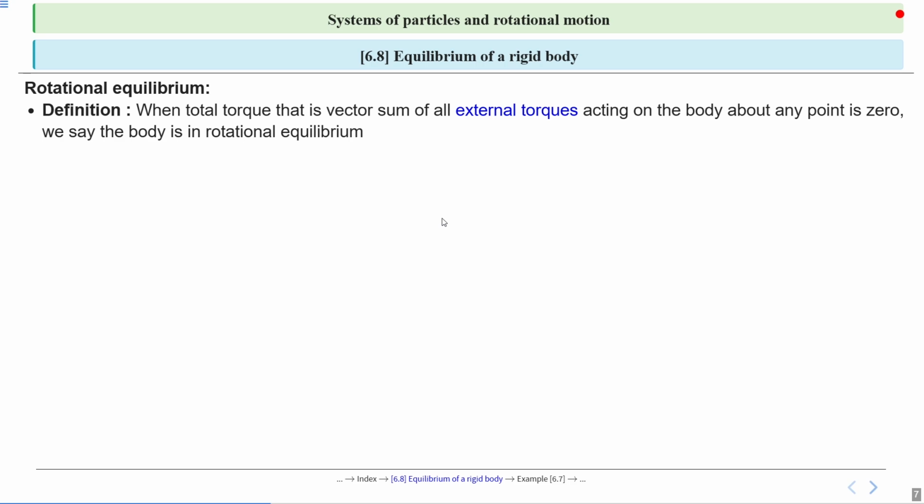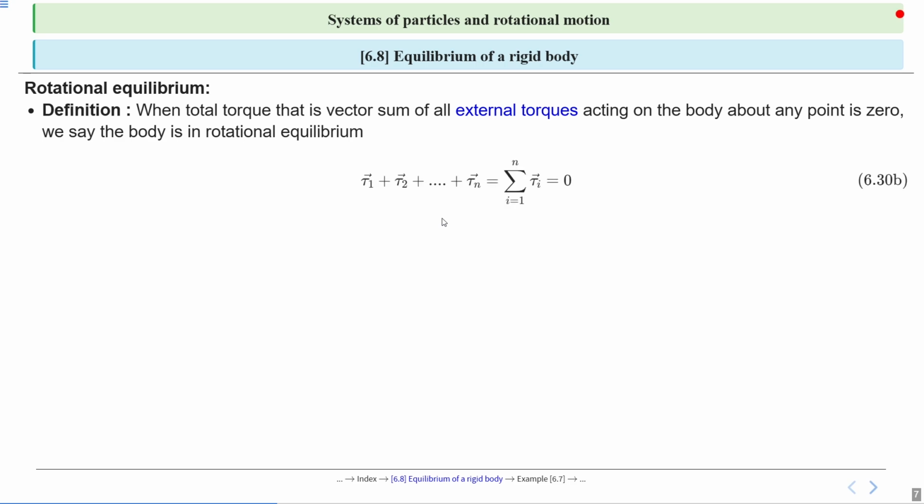If any body has rotational equilibrium, the net angular acceleration of that body should be 0, or we can say the body is at rest or moving with constant angular velocity. Constant angular velocity means the angular acceleration should be 0. All right.